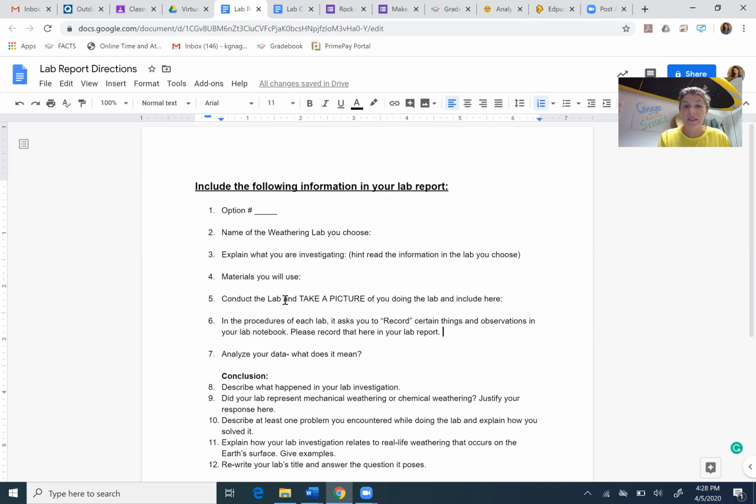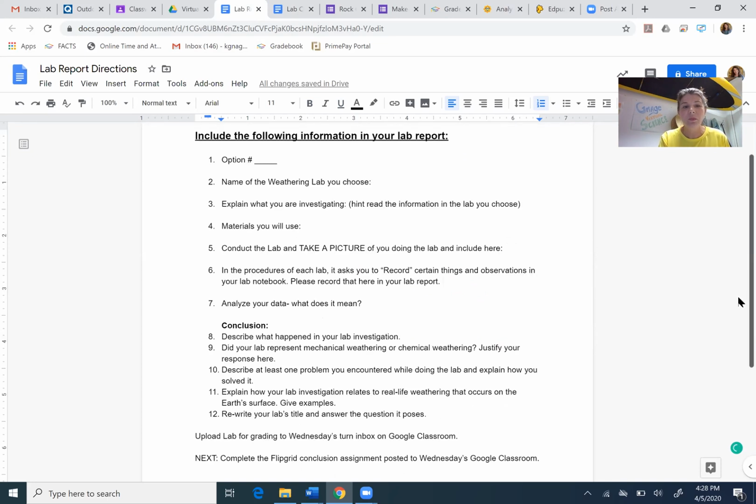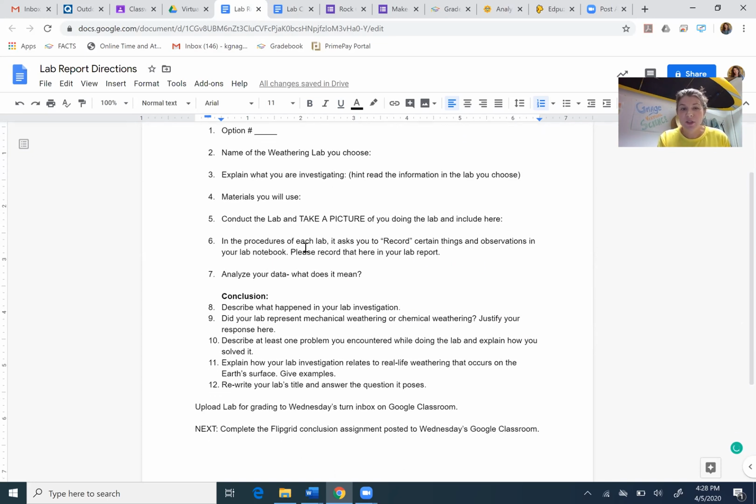Again, number 5, conduct the lab and take a picture. What are you doing? Show me. I want to see, okay? Then, in the procedures of each lab under number 6, it asks you to record certain things that you're observing in your lab notebook, okay? You are going to record that here in your lab report.